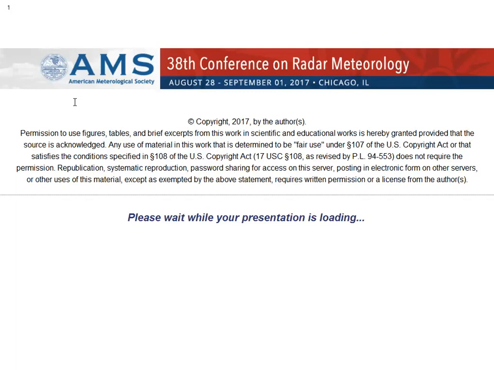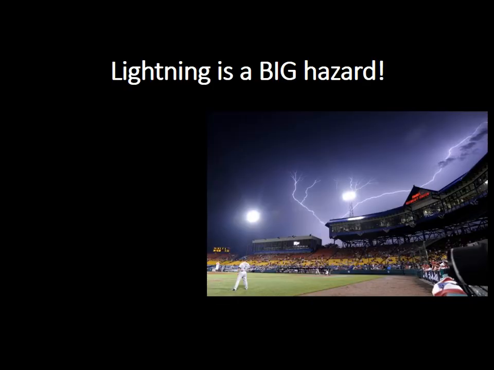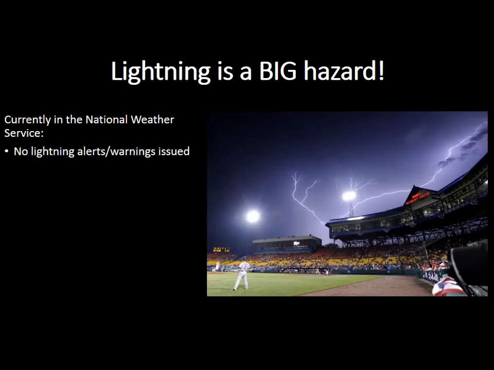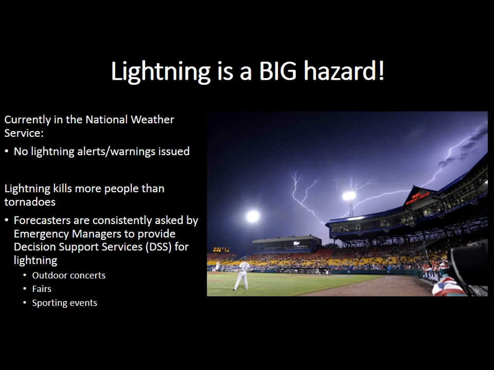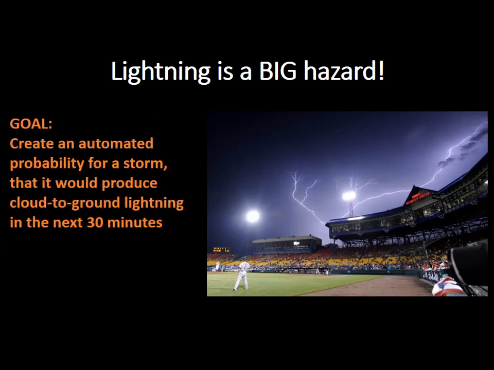All right, so I'll be talking about using a random forest to generate cloud-to-ground lightning probabilities. Lightning is a pretty big hazard, but currently in the National Weather Service, there are no lightning alerts or warnings issued for lightning. However, on average, lightning actually kills more people than tornadoes each year. Forecasters are also consistently asked by emergency managers to provide decision support services for lightning, whether it's for outdoor events, fairs going on, sporting events.